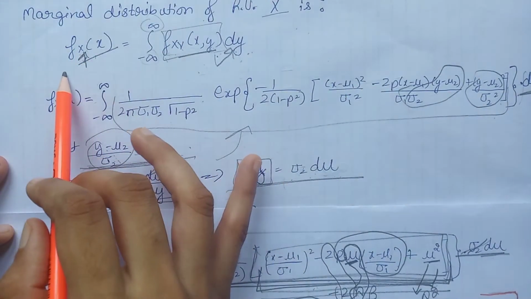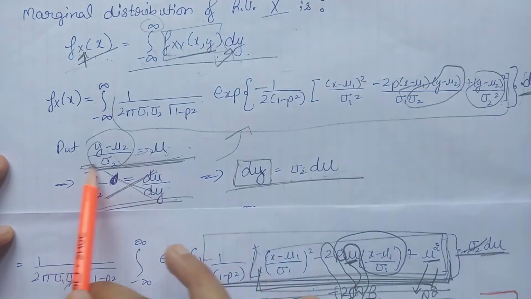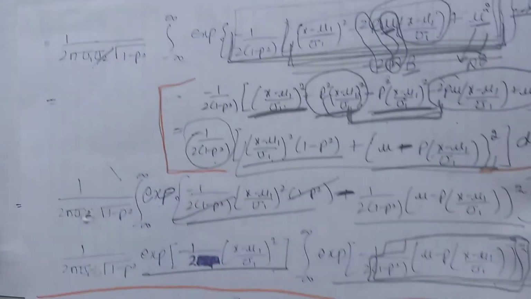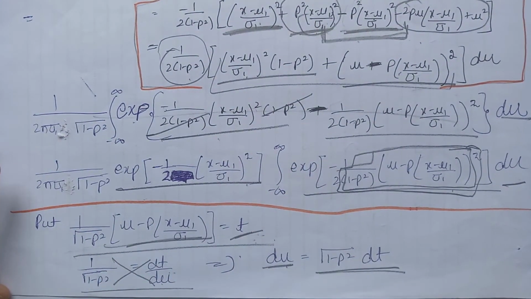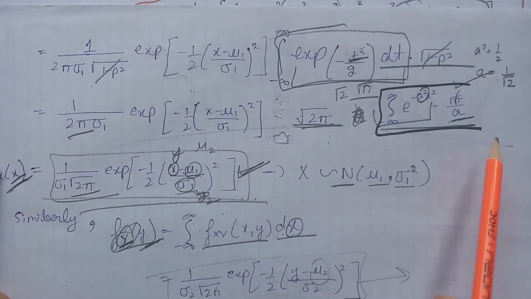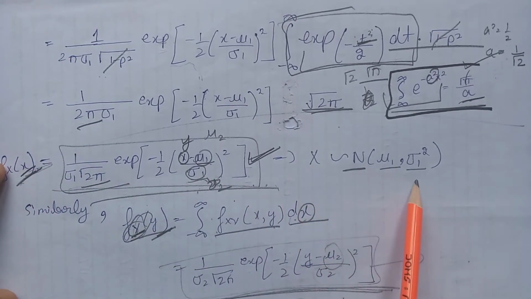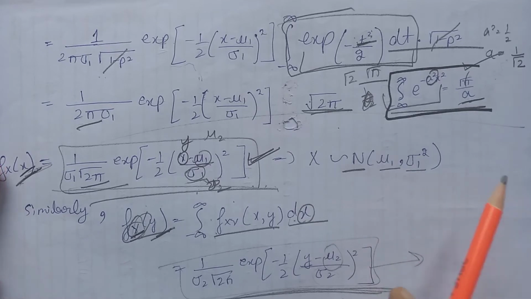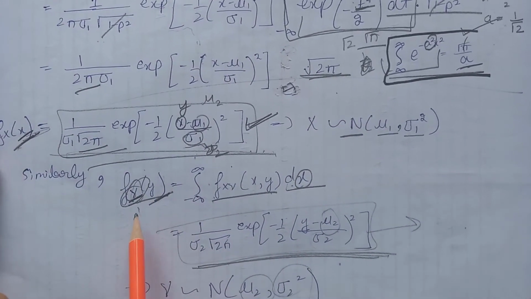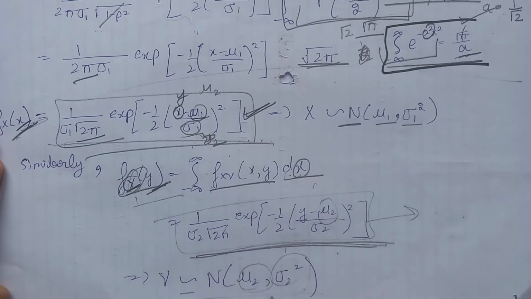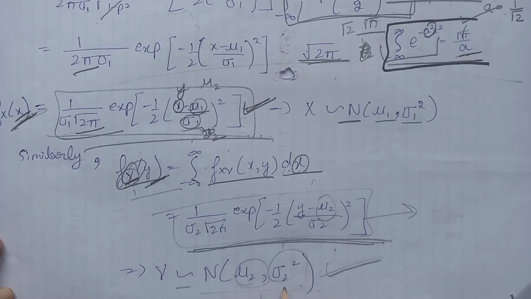So in this way, firstly we derived the marginal distribution of our x random variable by using this formula and this substitution, and by doing some calculations and again doing these substitutions and calculations, we get the marginal PDF of our x random variable, which is the normal distribution PDF with mean mu 1 and variance sigma 1 square. And in this way we have calculated the marginal PDF of our y random variable also, where y belongs to the normal distribution with mean mu 2 and variance sigma 2 square.